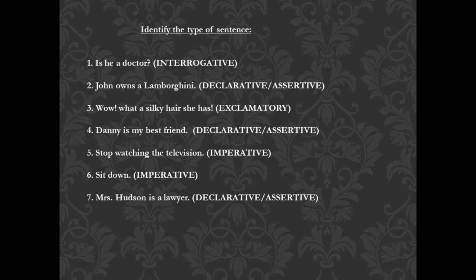The next is, "John owns a Lamborghini." Here, it makes a declaration. John owns a Lamborghini. So, it is declarative. And assertive is the other name for this declarative type of sentence.